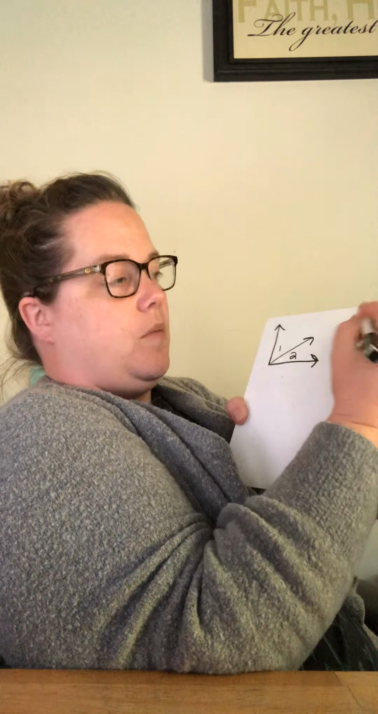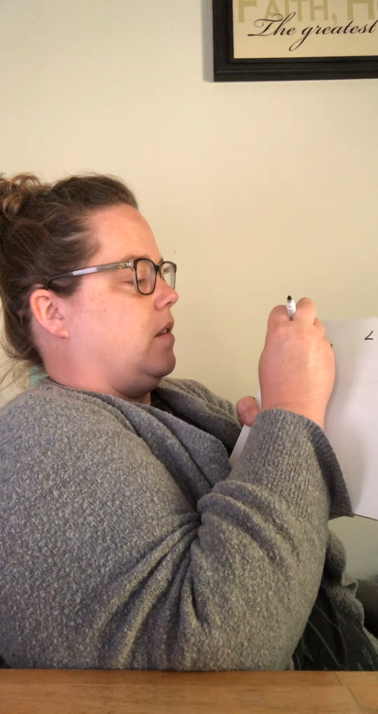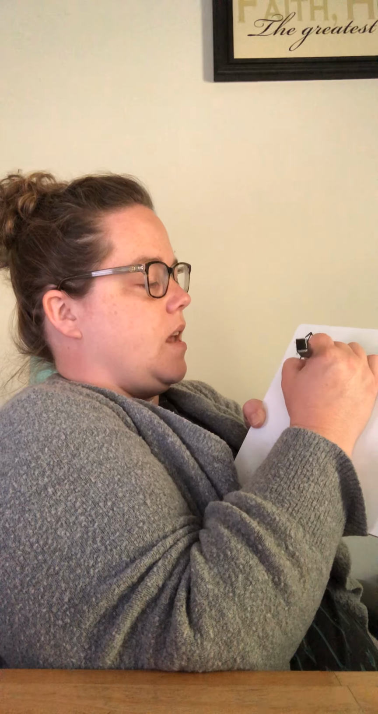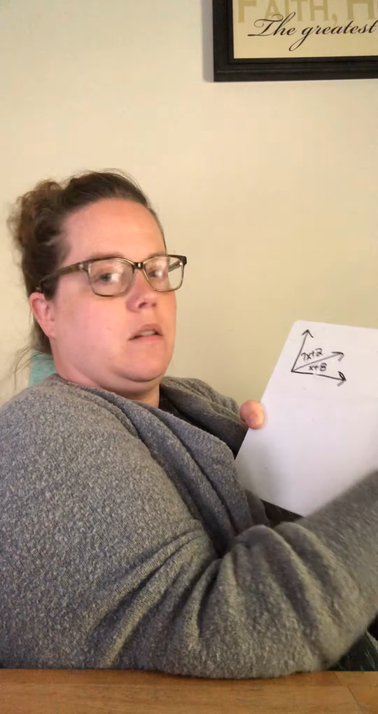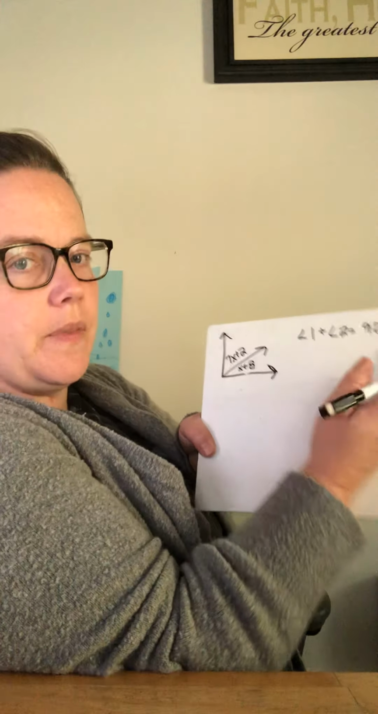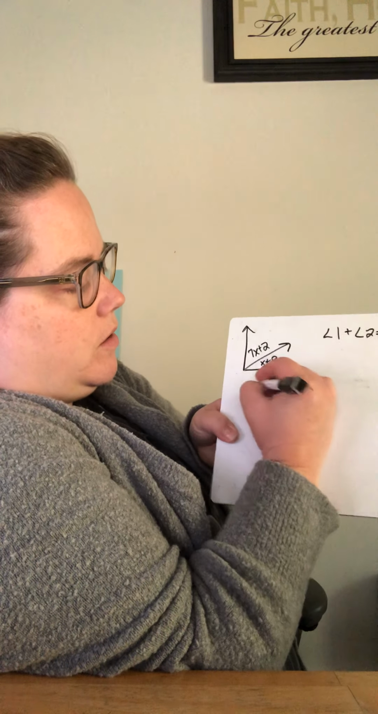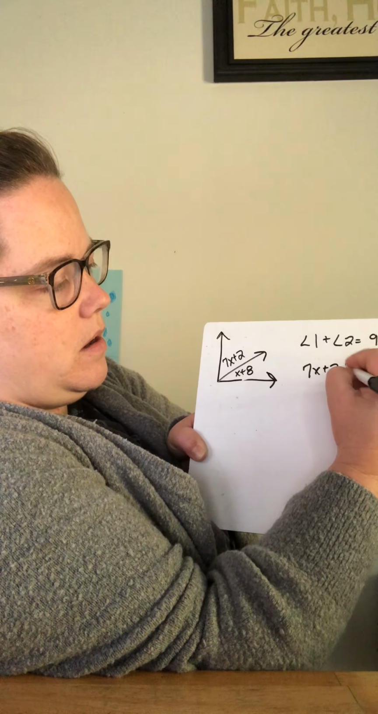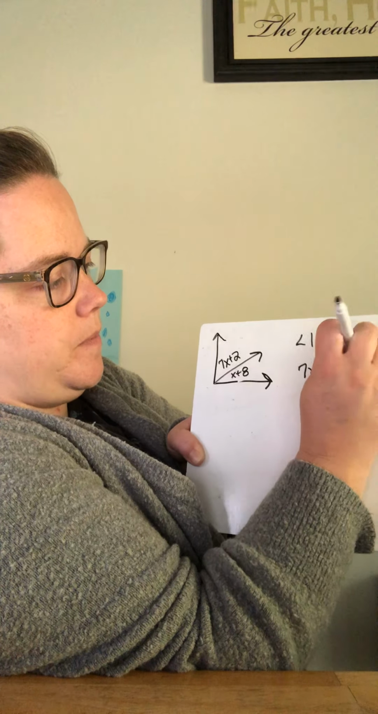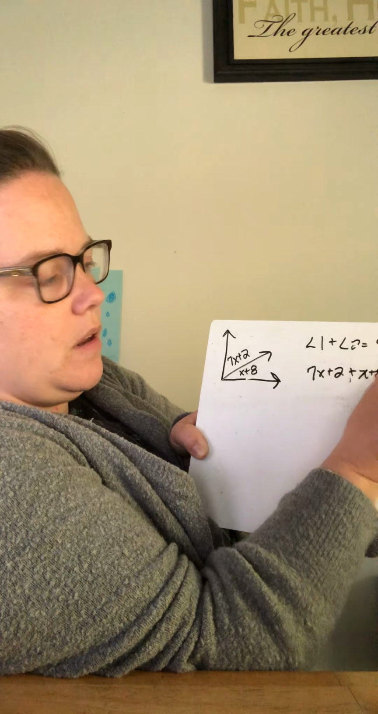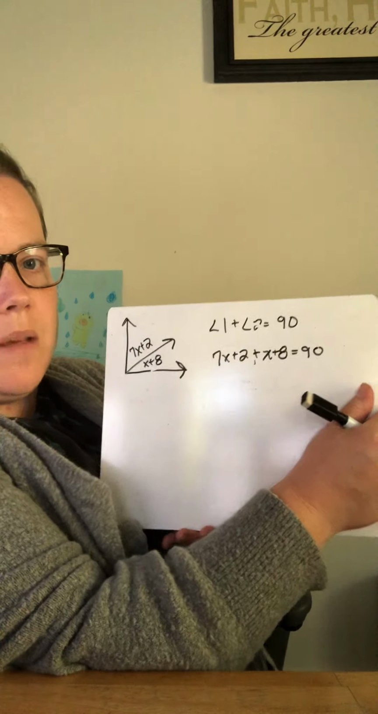So for number 9, I'm going to work on. It says 7x plus 2 and 8 plus x, or x plus 8. So there's my angles. So I'm going to set it up so angle 1 and angle 2 equals 90. Sorry, I know you can't see that. I'm trying to make it big.